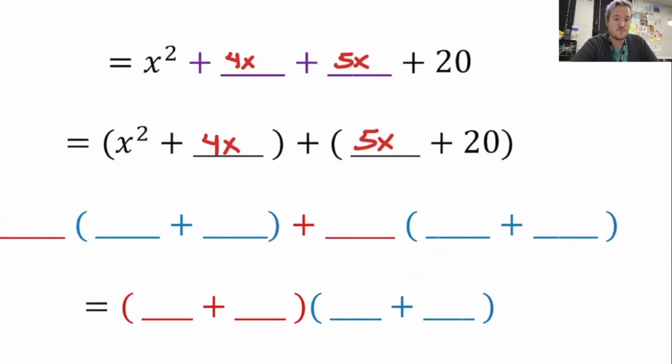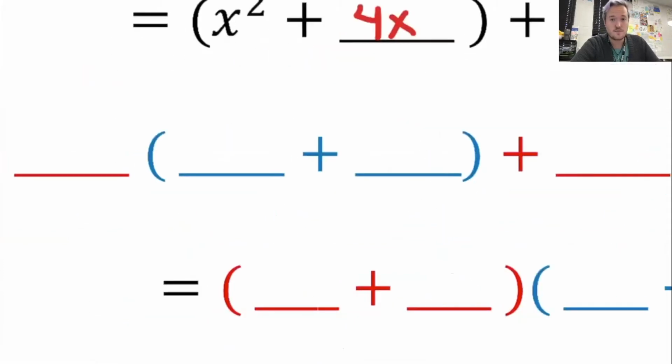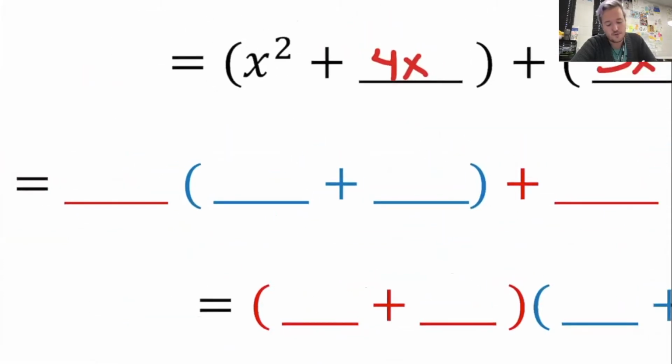Now what I want to do is factor out the greatest common factor. This is referencing back to 7a. Here, between x squared and 4x, what I can take out is an x value. When I take out that x value, what I have left is x. Actually, let's use these colors that we're doing. Let's go back.